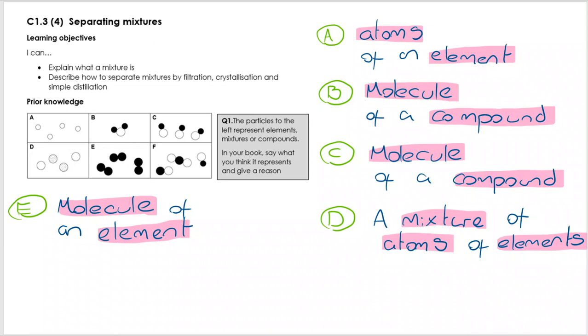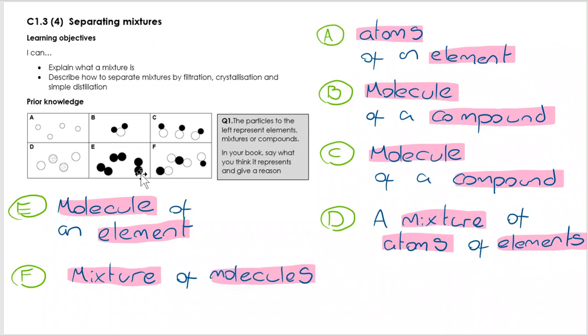Finally, we're going to go on to F, where we've actually got 3 entirely different molecules. So we have got a mixture. They're not chemically combined. Within those molecules, well, they are molecules because there's more than one atom, and they are different molecules of different compounds. So it's a mixture of molecules of compounds.